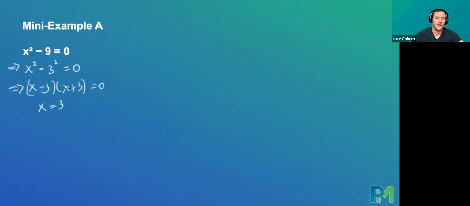Let me just go back again. I have this number here, multiplied by this number here. So this one, x minus 3 is equal to 0, implies x is equal to 3. So that's the first possibility.